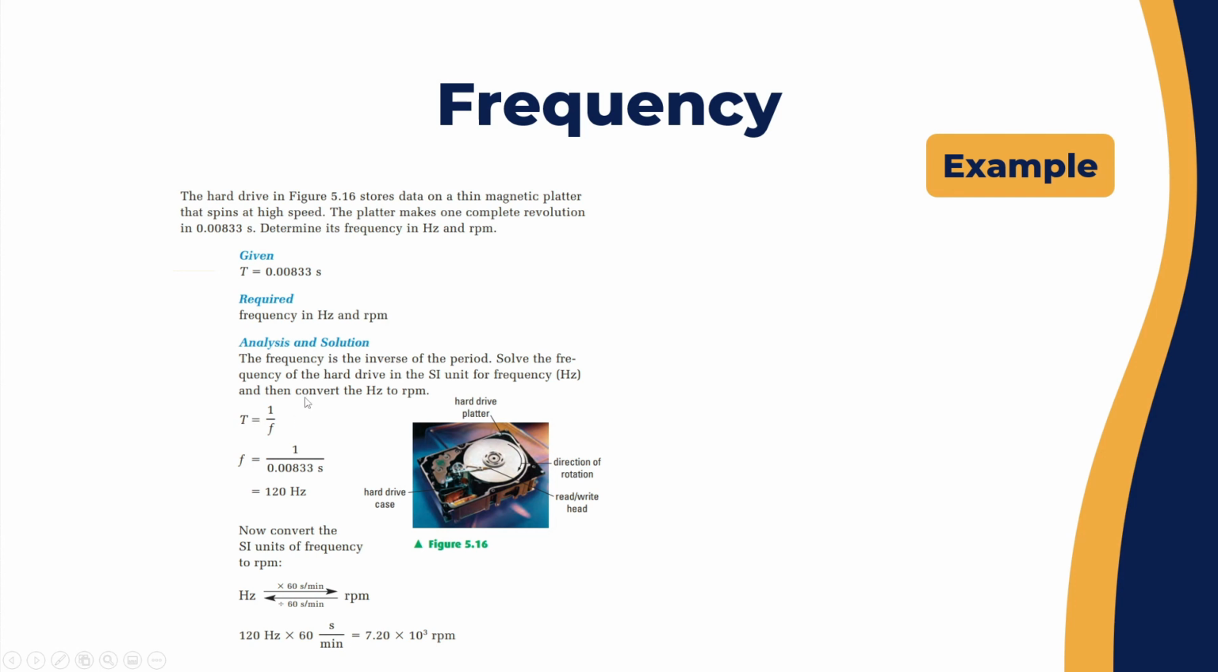We know that period equals 1 over frequency, and frequency equals 1 over T, so the frequency would be 1 over 0.00833, which is 120 in Hertz. Now we know from the conversion equation that we have, that as long as you have Hertz and you want to go to RPM, you multiply by 60 seconds per minute. That would give you the frequency to be 7.2 times 10 to the power of 3 RPM.